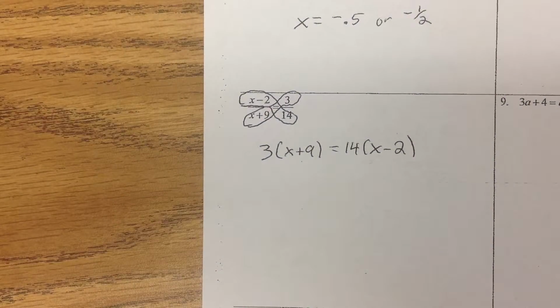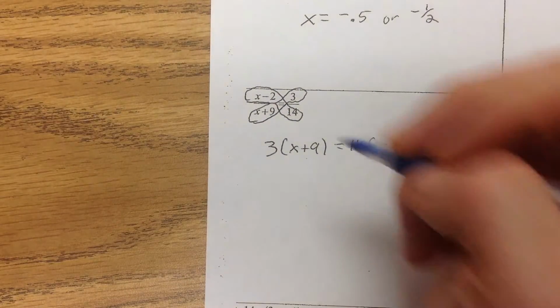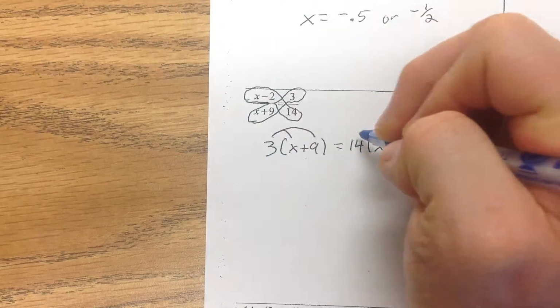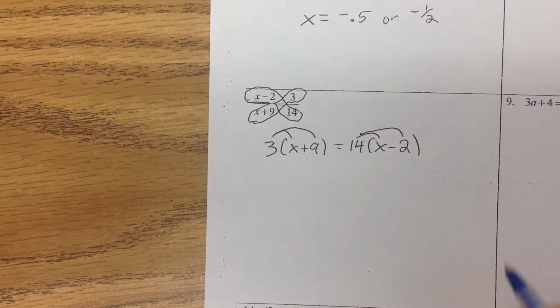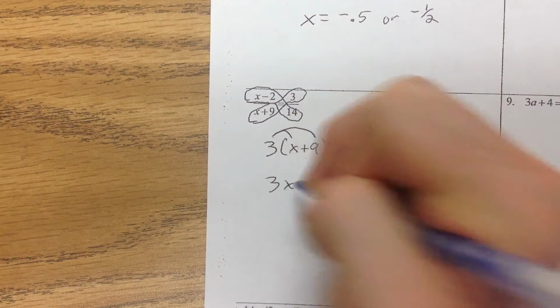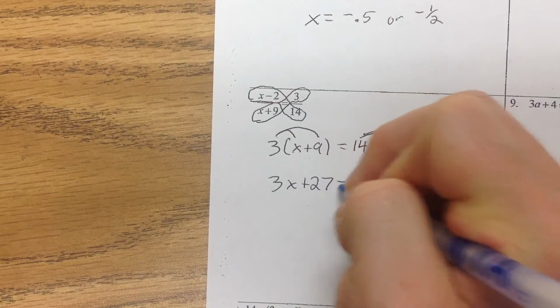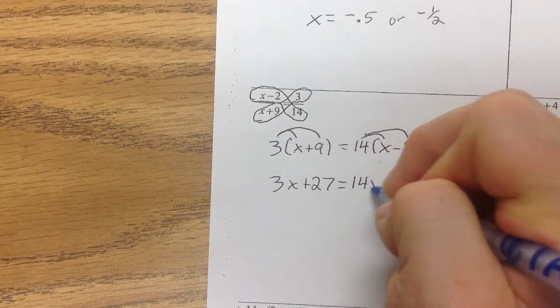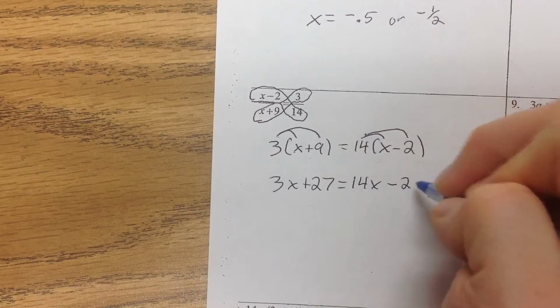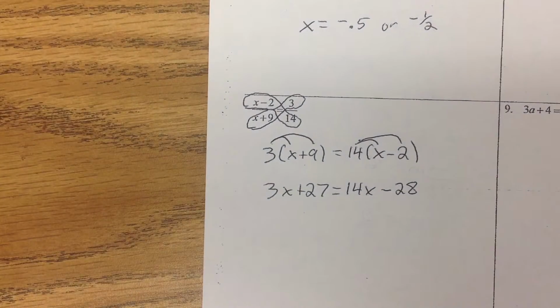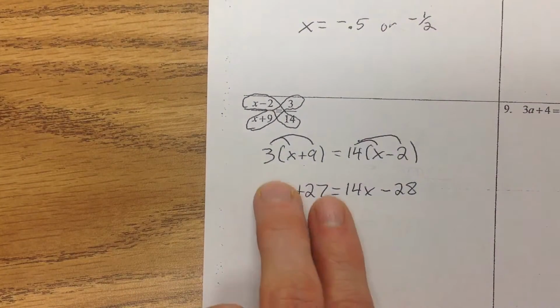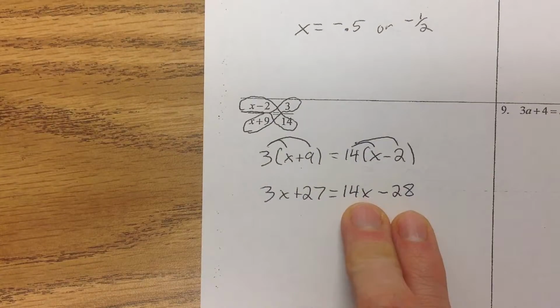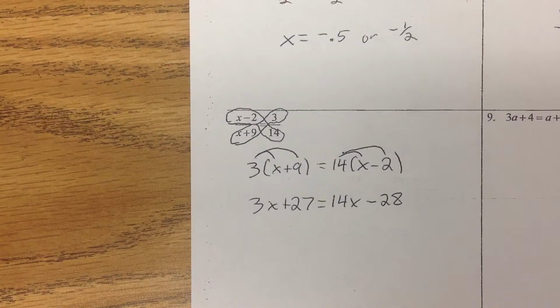Now we're back to a regular equation, so we go through our steps. We're going to start with distribution. We're going to have to do it on both sides. So we're left with 3x plus 27 equals 14x minus 28. Now, there's nothing to combine. We can't combine these. They're not like terms. We can't combine these. But we have variables on both sides.